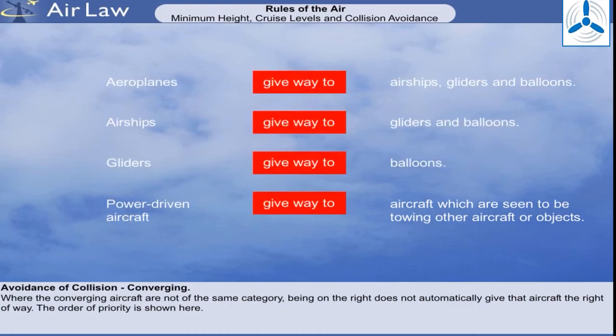Here is a summary of the right-of-way rules in the air when aircraft are converging. Never insist on your right-of-way. Even if you have the right-of-way, always be prepared to take avoiding action yourself if the other aircraft does not.